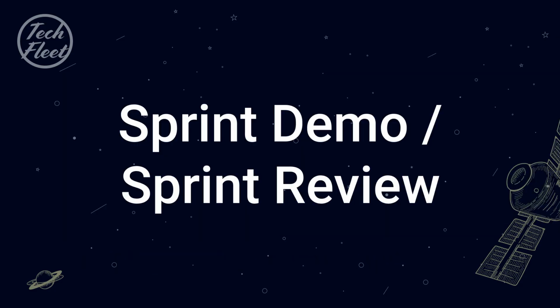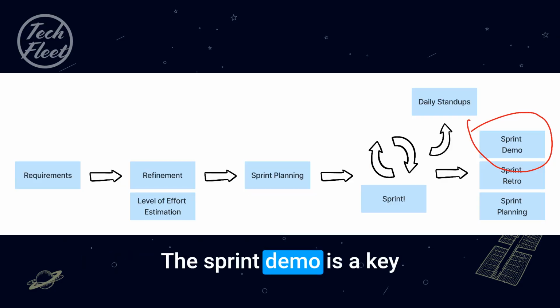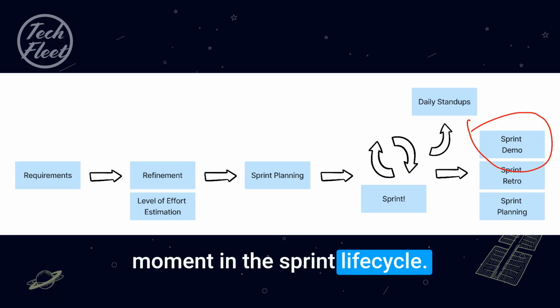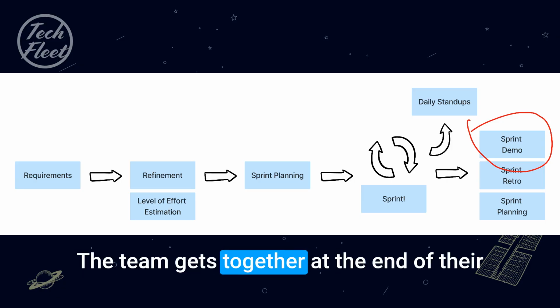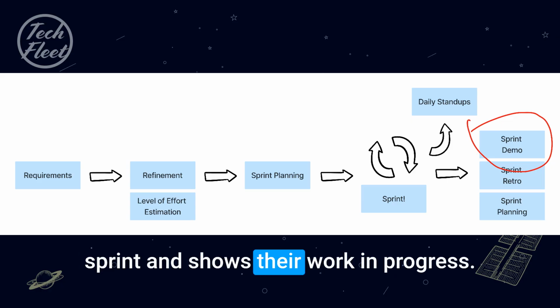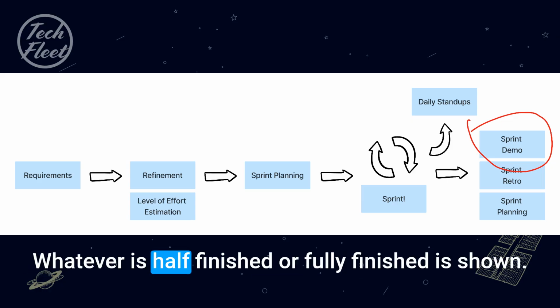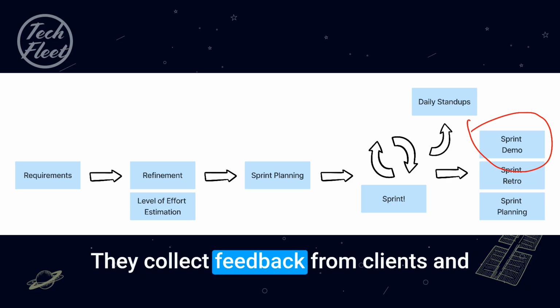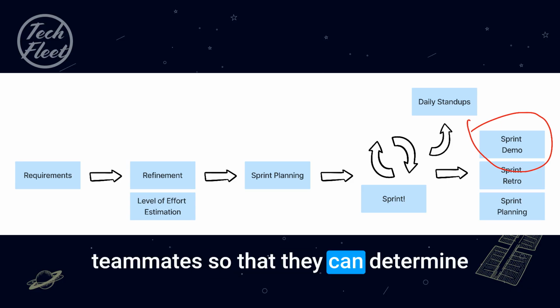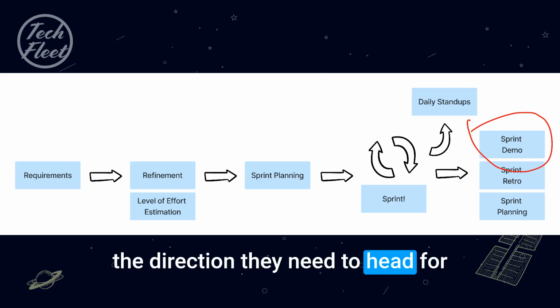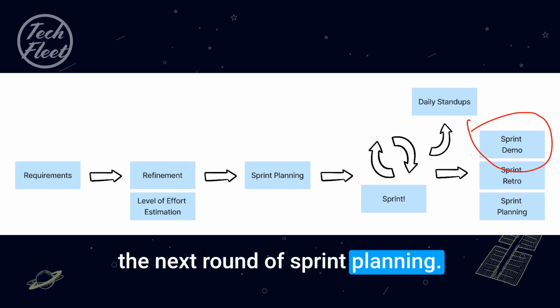Sprint demo, sprint review. The sprint demo is a key moment in the sprint lifecycle. The team gets together at the end of their sprint and shows their work in progress. Whatever is half finished or fully finished is shown. They collect feedback from clients and teammates so that they can determine the direction they need to head for the next round of sprint planning.